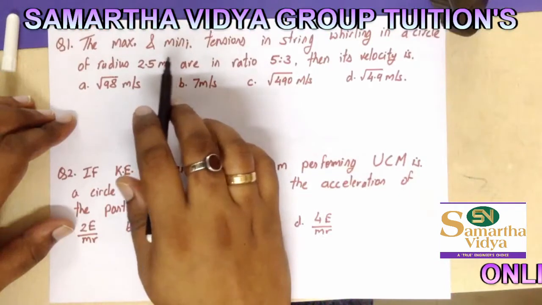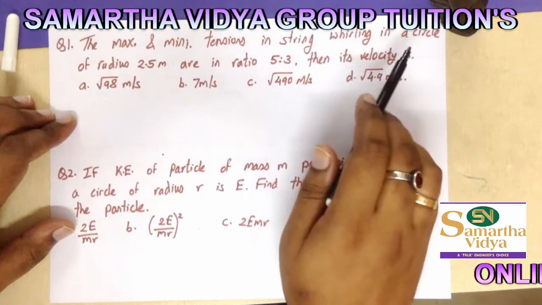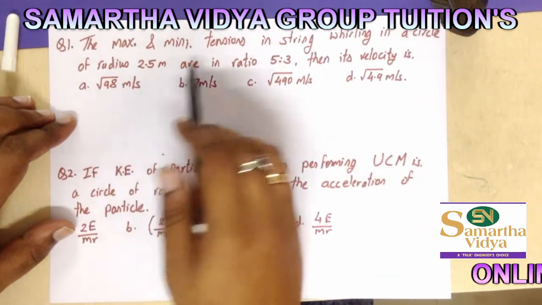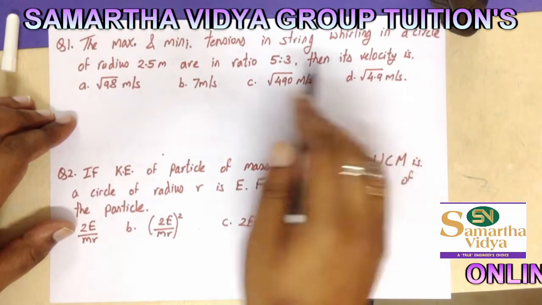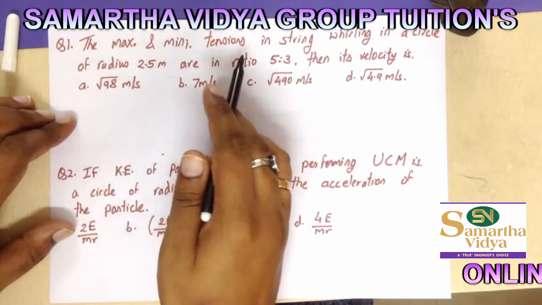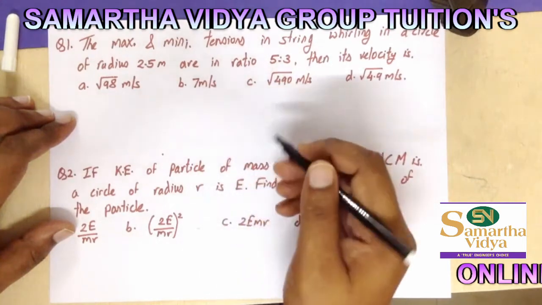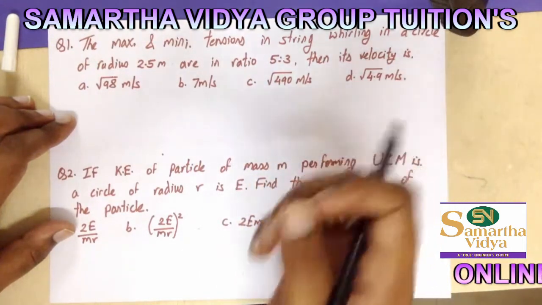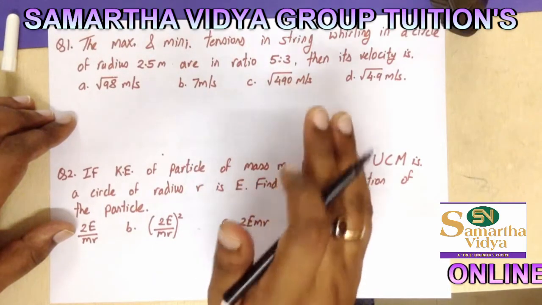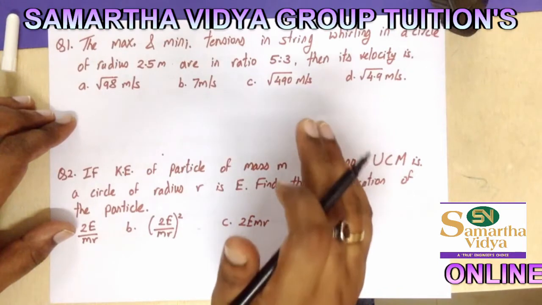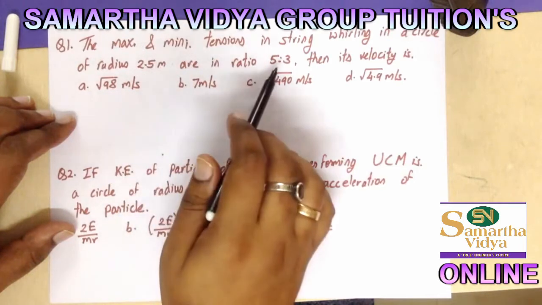Taking up the first question, they are asking us the maximum and the minimum tension in the string whirling in a circle of radius 2.5 meters, given in the ratio of 5:3. Then its velocity is. Since they are talking about maximum and minimum tension in the string whirling in a circle, that means they are talking about the motion of a bob or a mass moved in a vertical circle. In a vertical circle, we know that the tension at different points is different. So we will have the maximum and the minimum tension concept in it, and that ratio is given as 5:3.